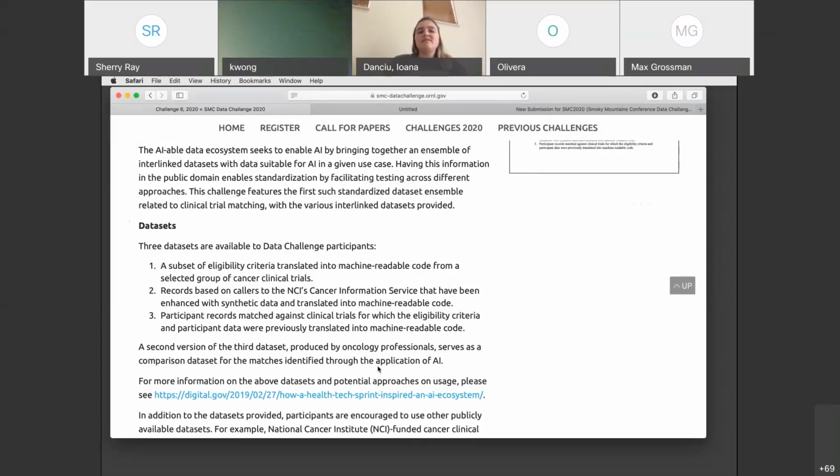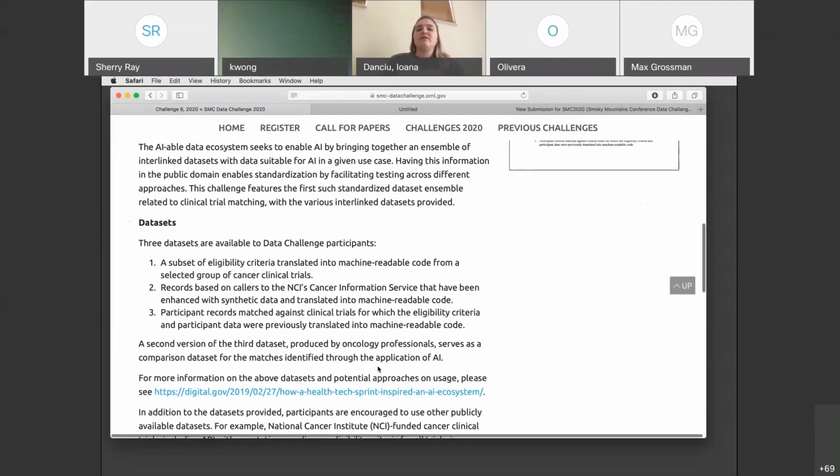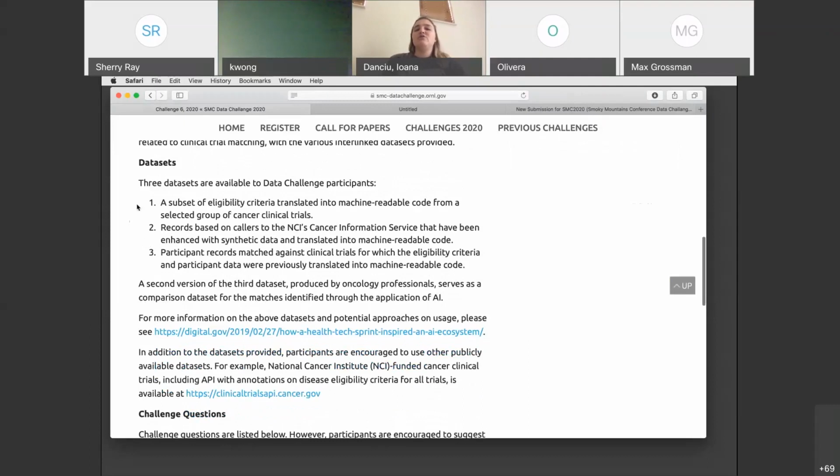The data sets that we're providing are three in number. The first one is a subset of eligibility criteria that has already been translated into a machine readable code. The second is a set of de-identified patient records that can be used to match to the appropriate clinical trials. And the third one is a set of annotated physician matches that was created by our physician partners that basically say that this particular patient from data set two is matched to these clinical trials from data set one. So data set three is a gold standard of the matching paradigm, if you may.